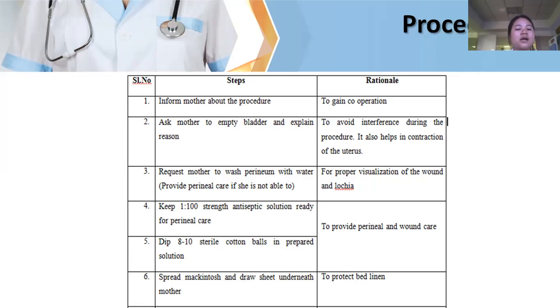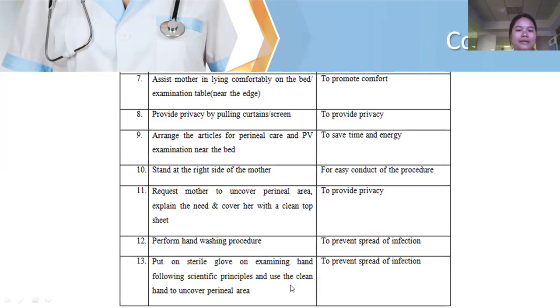The next step is to keep 1:100 strength antiseptic solution ready for the purpose of perineal care. Then dip 8 to 10 sterile cotton balls in the prepared solution. The purpose of these two steps is to provide perineal and wound care. The next step is to spread the Macintosh and draw sheet underneath the mother. This is in order to protect the bed.